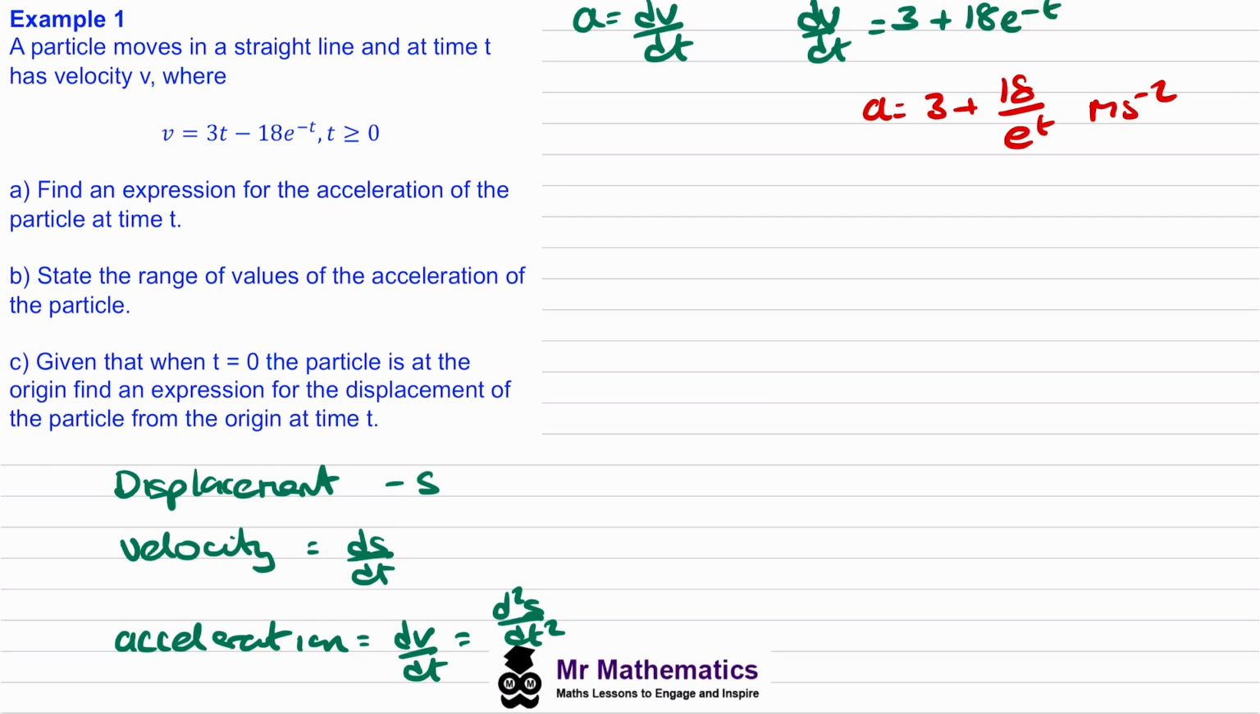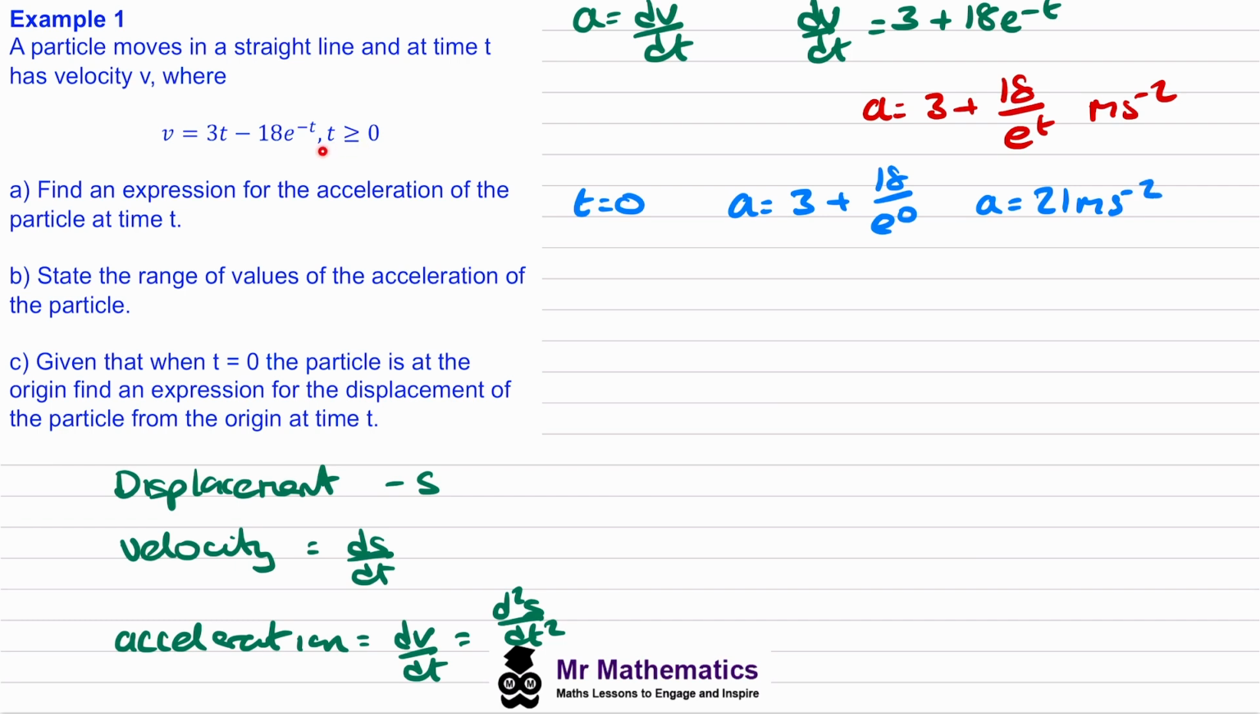Okay, so for part B, state the range of values for the acceleration of the particle. Well, we know it starts when t equals 0. So when t equals 0, we'll substitute 0 into our acceleration function. So a will equal 3 plus 18 over e to the 0. Well, e to the 0 is 1, so this becomes 18 over 1. So our acceleration then is 21 meters per second squared.